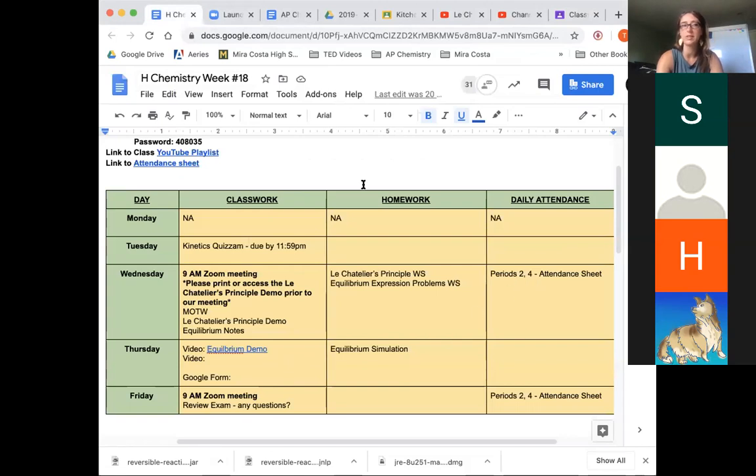Don't forget to check in on the attendance sheet today too, please. All right, so let's begin with molecule of the week.